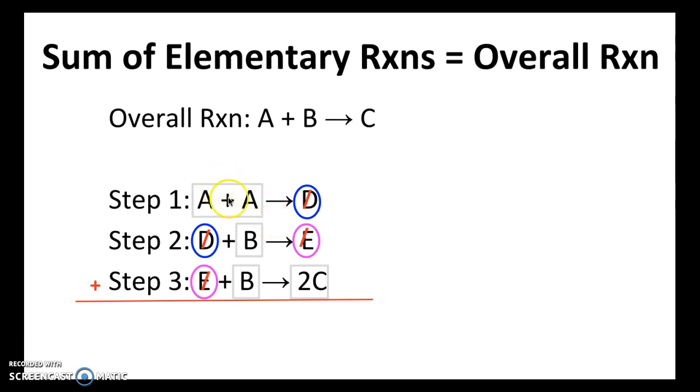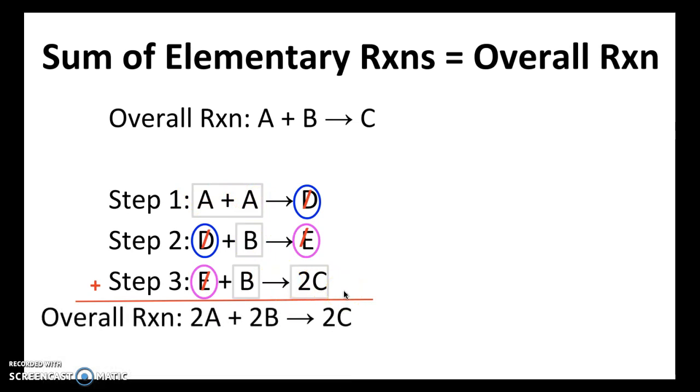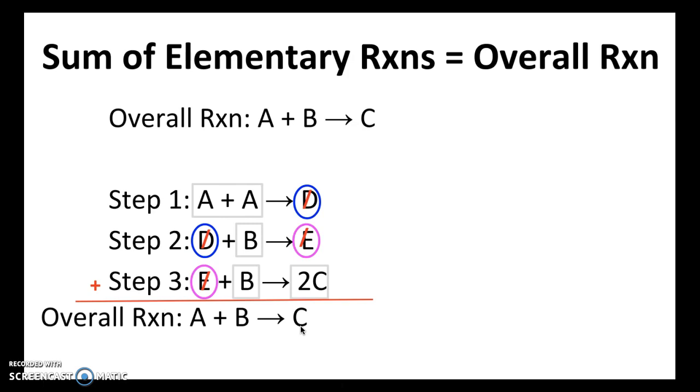So now when we add these together, we have on the reactant side 2 A's and 2 B's, and on the product side 2 C's. So that gives us an overall reaction of 2A plus 2B goes to form 2C. Now you may look at this and say, well, that doesn't quite equal the overall reaction. But remember, you can simplify this by factoring out the greatest common factor of 2 from the coefficients. And so once you do that, you get A plus B goes to C.